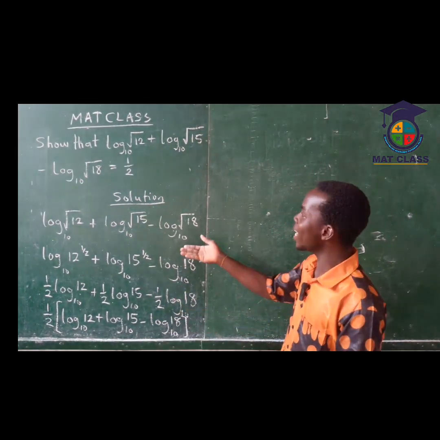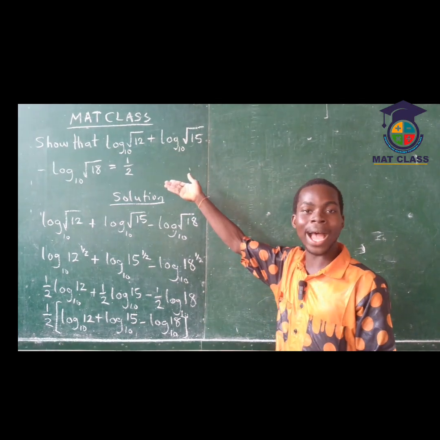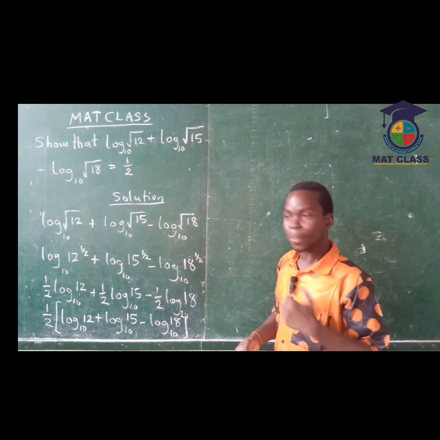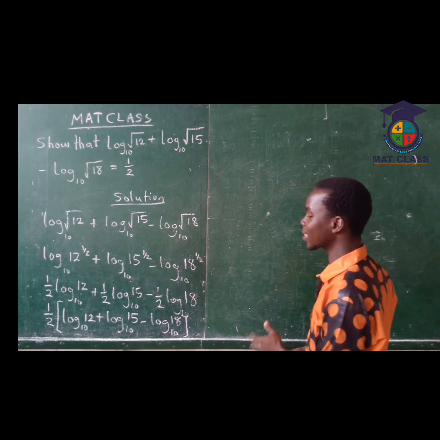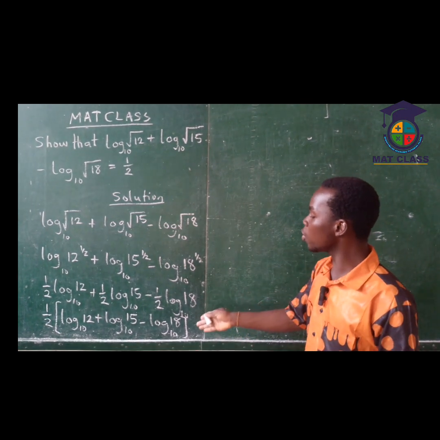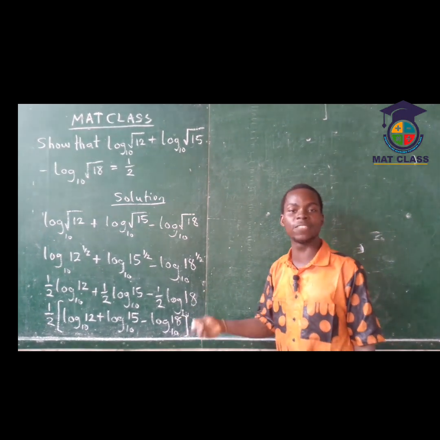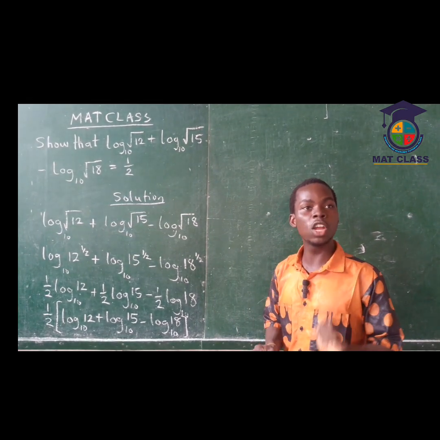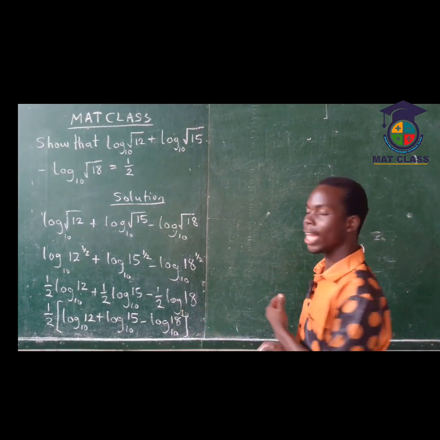No, because here now they ask us to show. And whenever they ask us to show, that means that we need to prove. Now, how do I want to prove this kind of thing? Here now, we discover that something here is very common. What is that? The log of base 10. The log of base 10 is very common in everything.